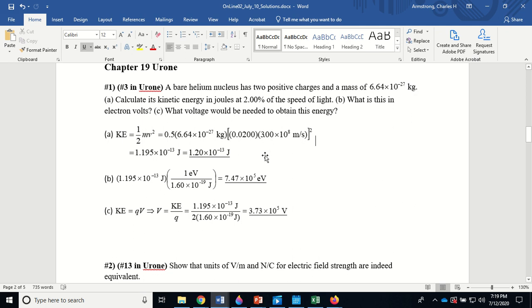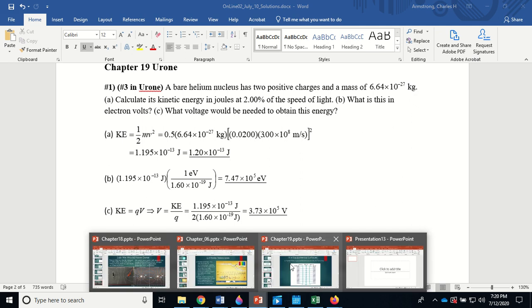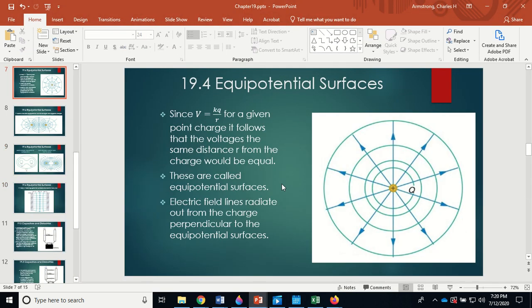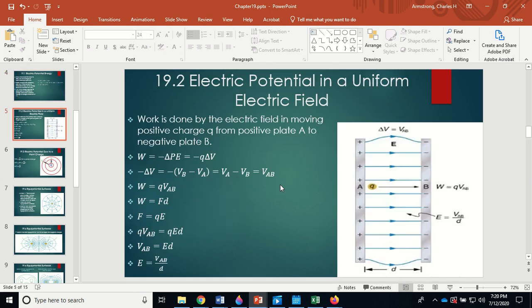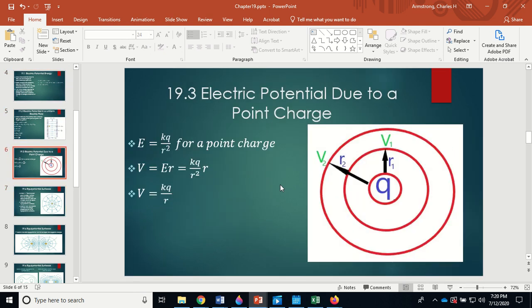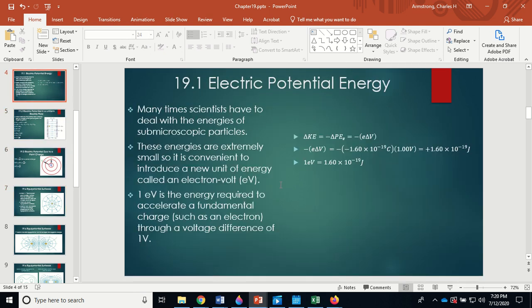And then the next part says, what is this in electron volts? Okay, so that means we have to convert. See how small that number is? Do we want to mess around with 10 to the minus 13 joules all day, or do we want to come here and see what it would be in electron volts? Here's where we did it.